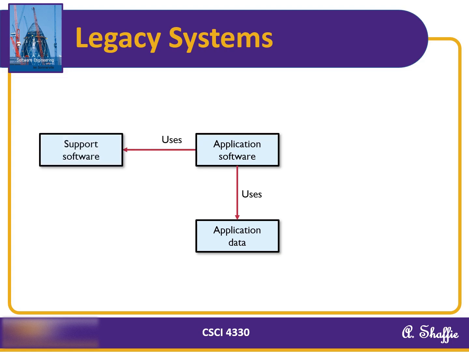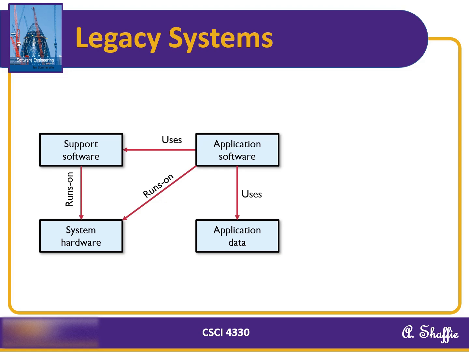Also, the application software uses other support software. This includes tools, libraries, or middleware that the application depends on to function. Sometimes these tools may be obsolete or unsupported. The legacy system and its support software often run on older hardware that may no longer be available or supported. This dependency can make upgrading or migrating the system challenging.